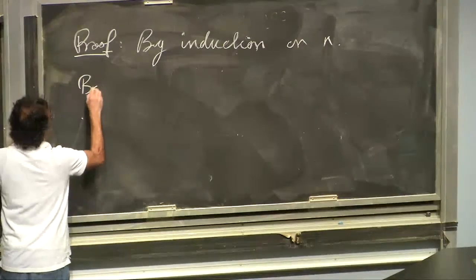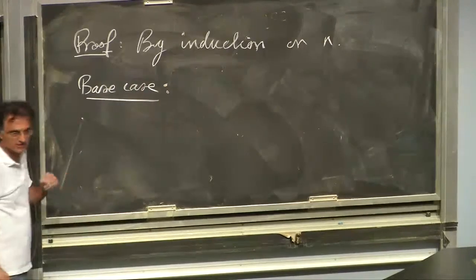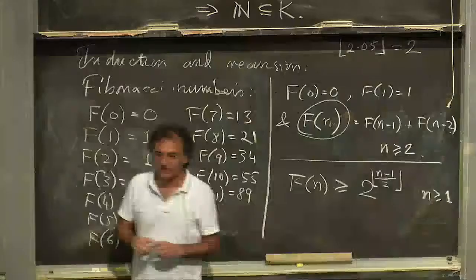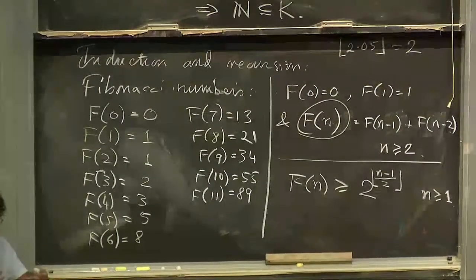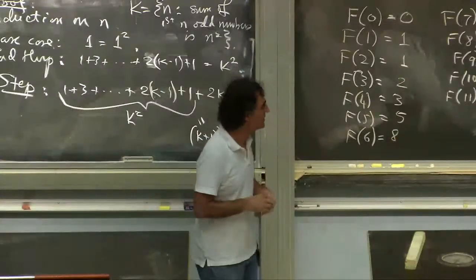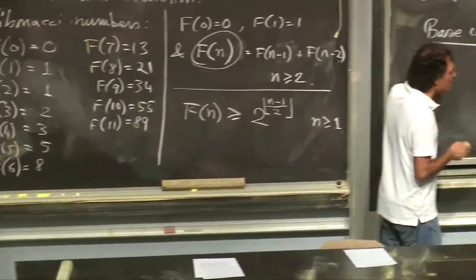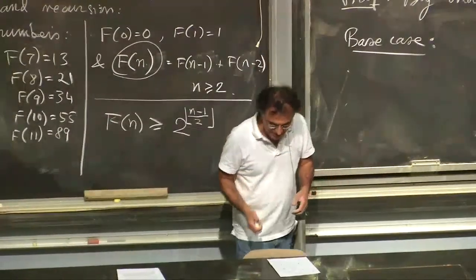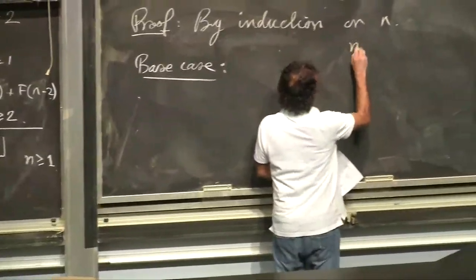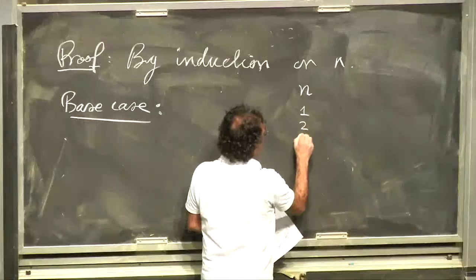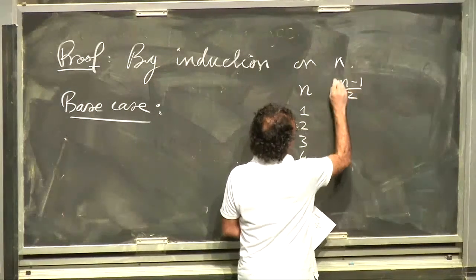So base case. So remember what we're trying to do. We are trying to understand how recursion and induction play off of each other. So we'll work our way through. Okay, so what do I want to do here? What I want to do is I want to say, look, here's n. 1, 2, 3, 4. Here's n minus 1 over 2 floor.